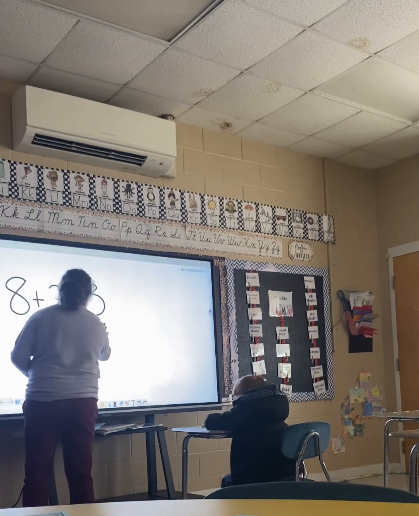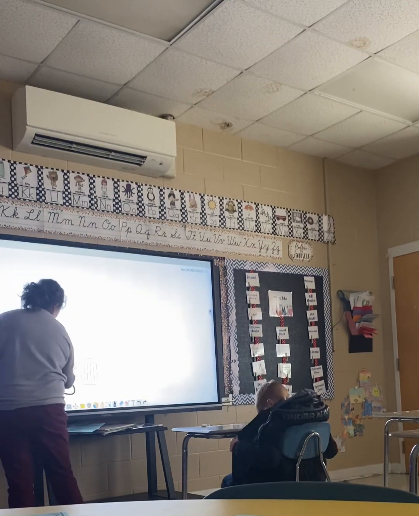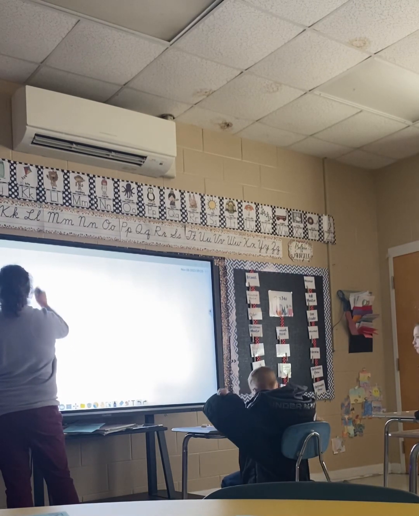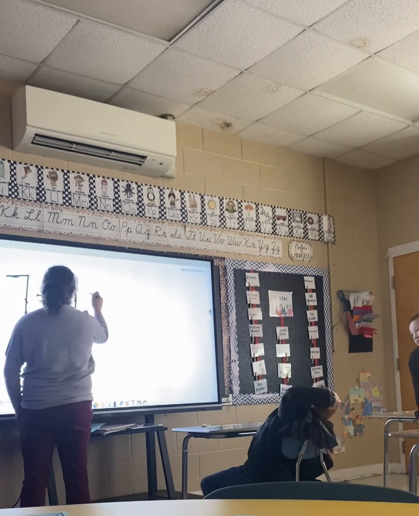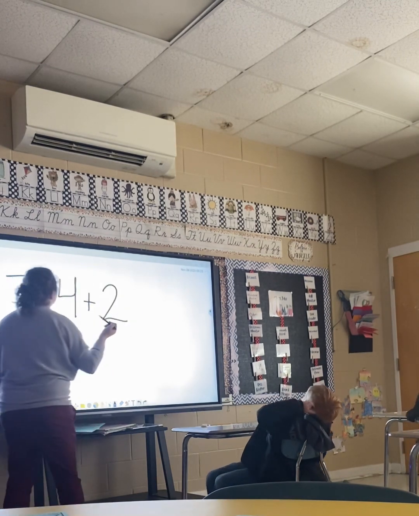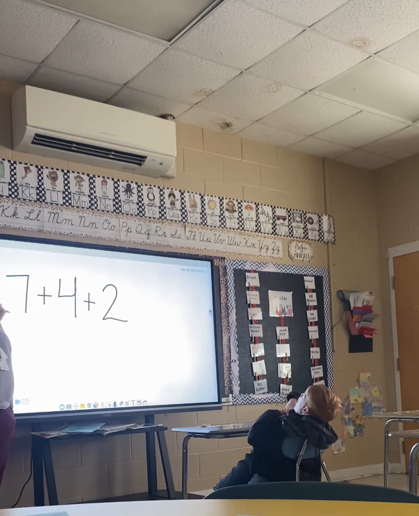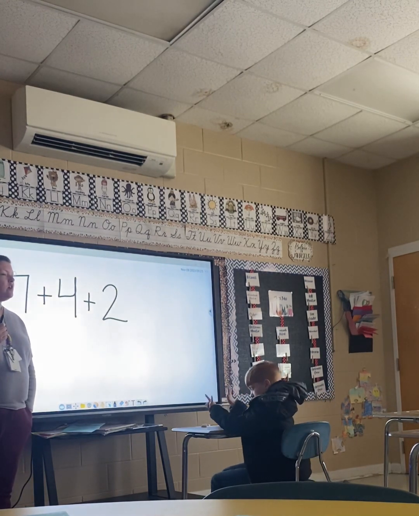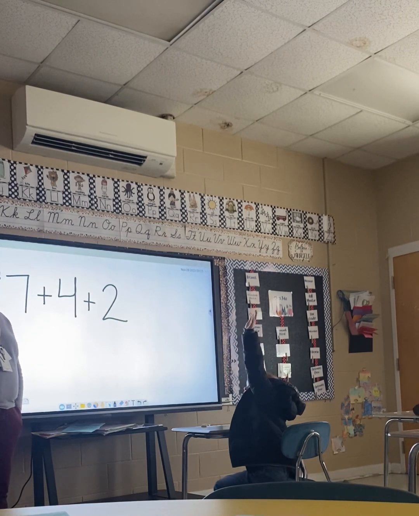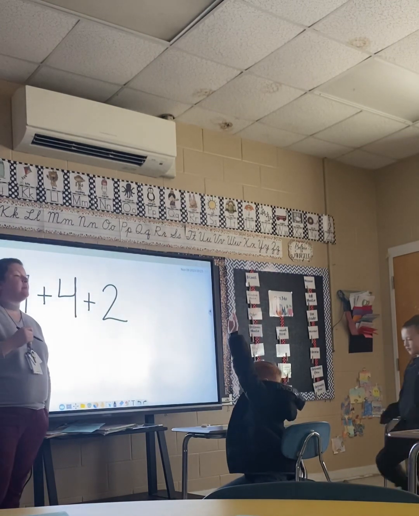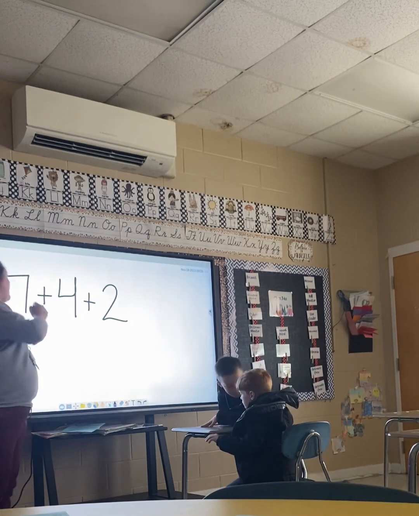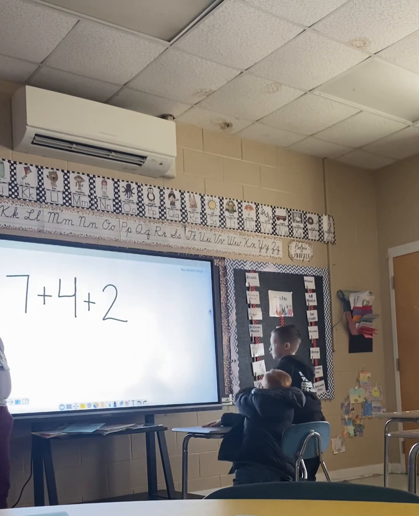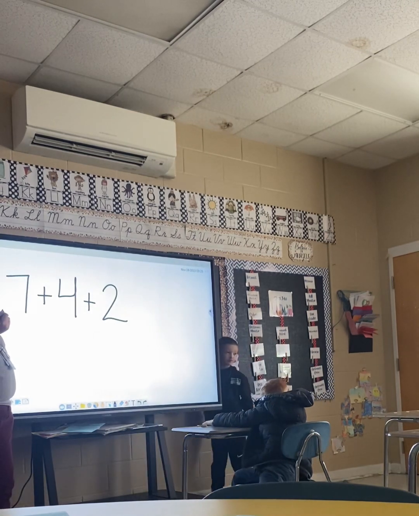to solve this problem. Okay, let's try another one using the strategy we just talked about. We've got 7 plus 4 plus 2. If I have 7 plus 4, is that equal to 10? No. What can I do? What can I do, Cadence? I've got 7 plus 4. That does not equal 10, right? But it almost does. So what can I break that up into?